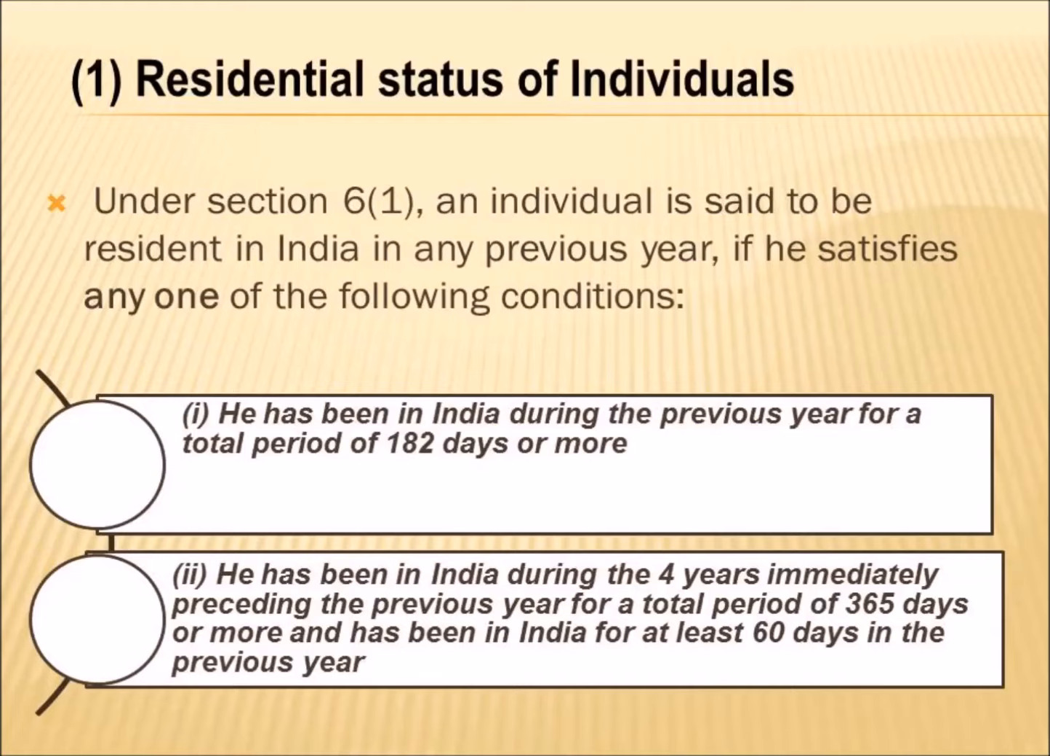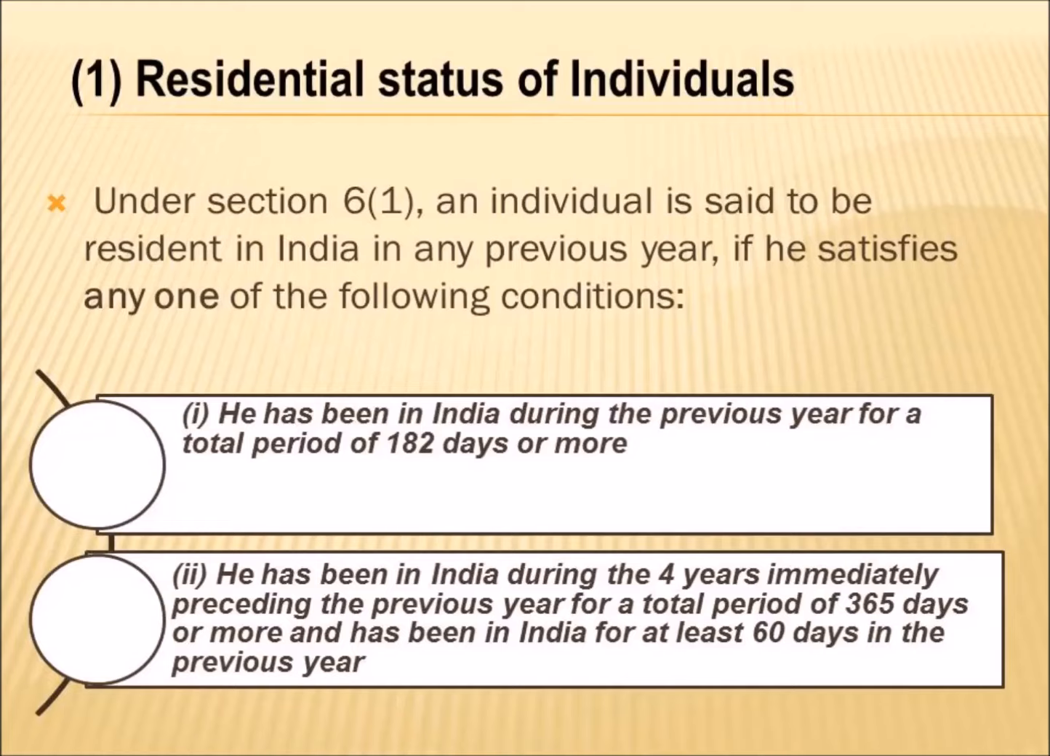In order to determine whether an assessee is resident and ordinarily resident or resident but not ordinarily resident, first of all, we have to determine whether the assessee is a resident in India at all or not. So first of all, we determine whether the assessee is resident, and then we further determine whether he is resident and ordinarily resident or resident but not ordinarily resident. So before determining ordinary and not ordinary, we have to first determine whether he is resident in India at all or not.